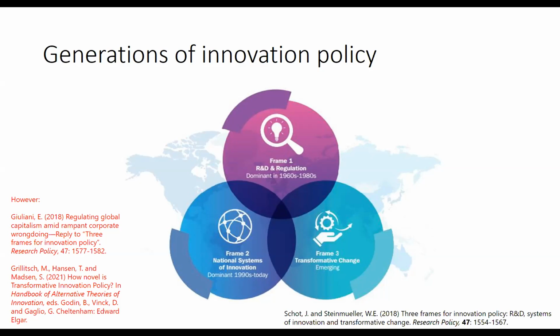In the second frame, which relates to innovation systems, policy recognizes that innovation is a systemic process, and in order to support innovation, there's a need to take a systemic perspective. In both of these frames, innovation is, according to Scott and Steinmüller, not very highly problematized, right? And that changes very much in the third frame here when we talk about transformative change.